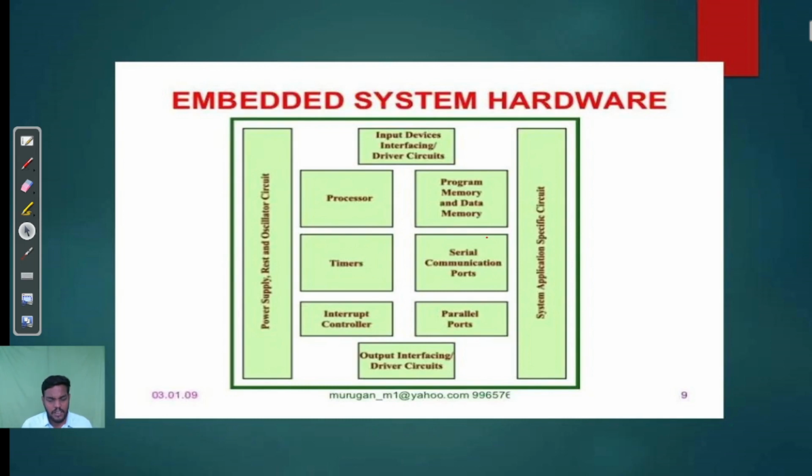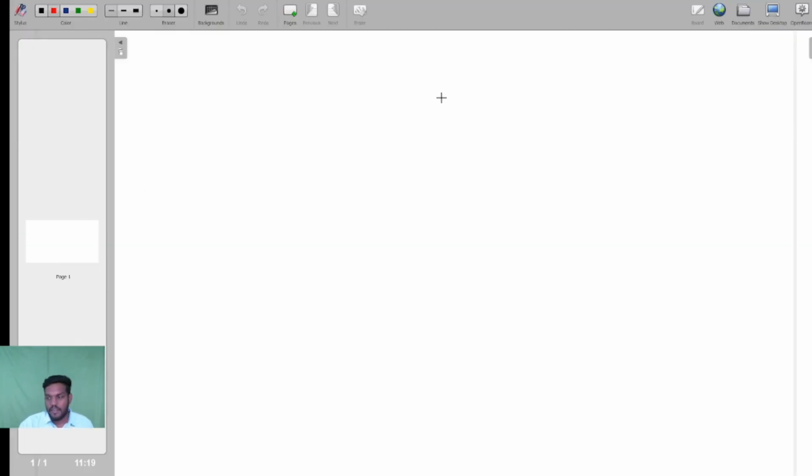Embedded system hardware. Before going into this, we must know this intro.